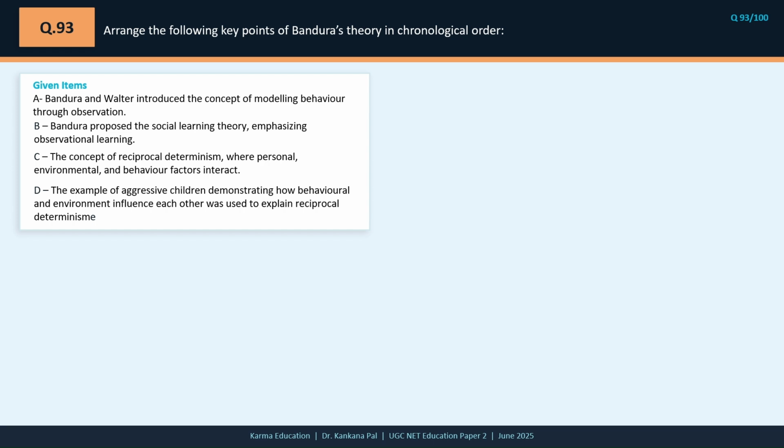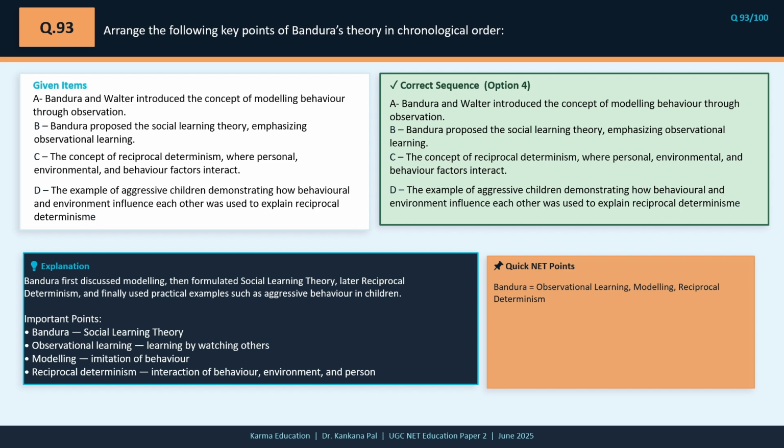The correct sequence is A. Modeling behavior. B. Social learning theory. C. Reciprocal determinism. D. Example of aggressive children. Therefore, the correct answer is option 4.